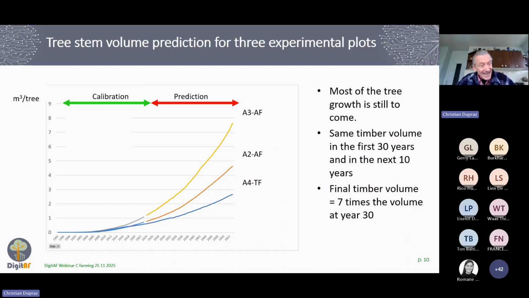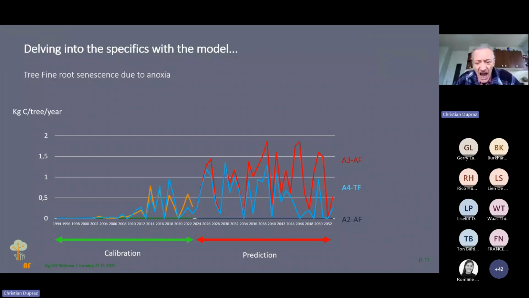Unfortunately, it's not possible today to take this into consideration in the regulation. The good point of the model is that you can explain why your system is storing carbon or is not storing carbon. And one specific mechanism is the fine root senescence due to anoxia in our experiment.